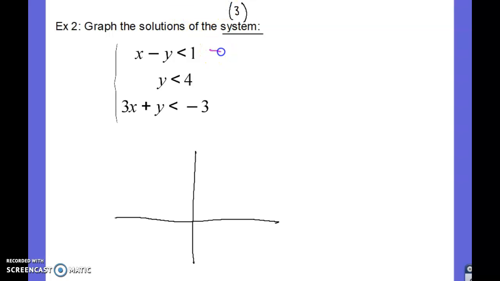Let me start with the top one. Let me do this in this purple color. If you were to subtract x over and then divide everything by -1, let's remind ourselves what happens when you divide everything by a negative: you have to switch the inequality. It's now greater than x minus 1. So as you look at your graph, it will start down 1, and then the slope is up 1 over 1.